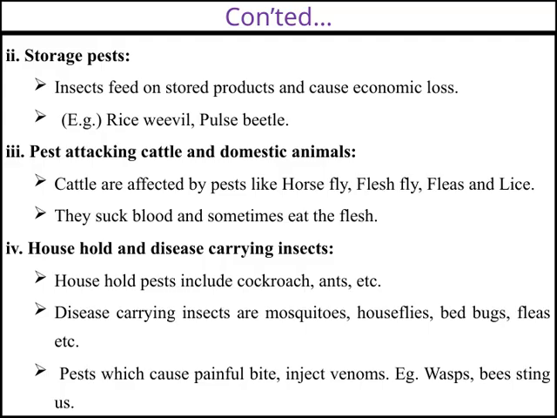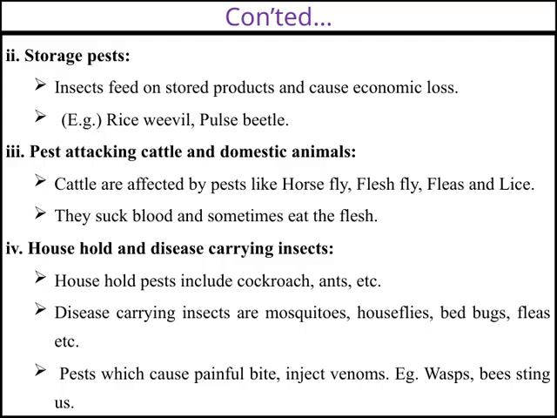Moving on, there are pests that attack cattle and other domestic animals. Animals like horses, cows, and sheep can be affected by pests such as horse flies, flesh flies, fleas, and lice. These pests often feed on their blood, and in some cases they might even bite into the flesh, causing discomfort and health issues for the animals.